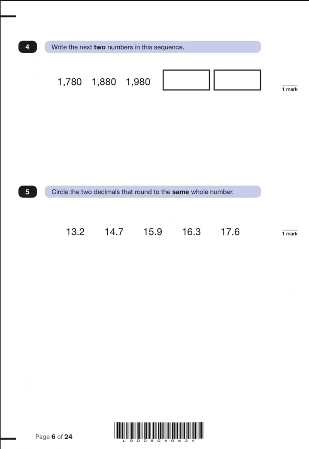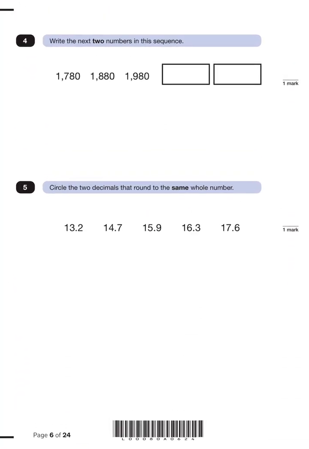Number 4. Write the next two numbers in this sequence: 1,780, 1,880, 1,980, blank, blank. I can see that the numbers are going up in hundreds. So 1,780 plus 100 is 1,880, plus another 100, 1,980. If we add another 100, we get 2,080. If we add another 100, we get 2,180.